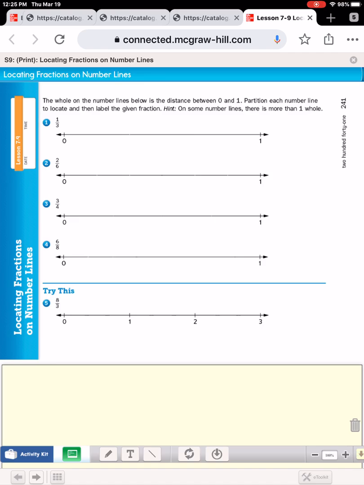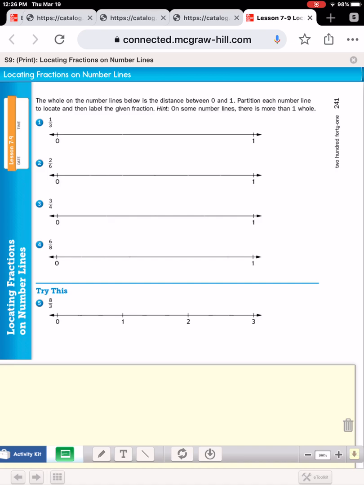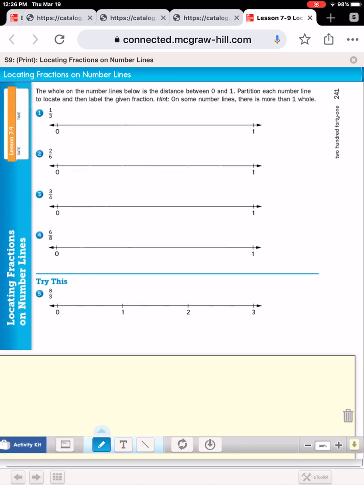I'm going to read the directions at the top. You can follow along in your book. It says the whole number on the number lines below is the distance between 0 and 1. All of these are between 0 and 1. Partition or break apart each number line to locate and then label the given fraction. Hint, on some number lines there's more than one whole, for example the one at the bottom. So let's look at number 1 together. The fraction that they'd like us to locate and label is 1/3. They'd like us to locate and find 1/3 on this number line.